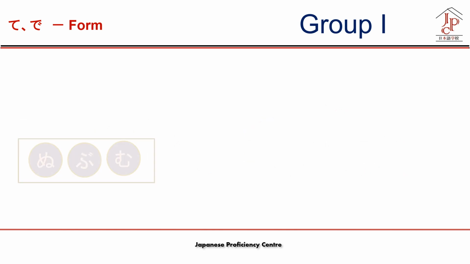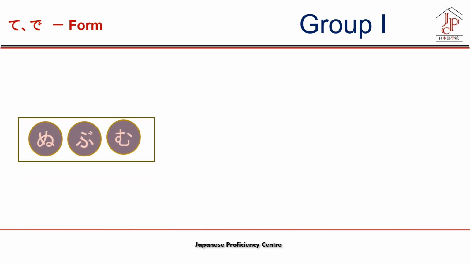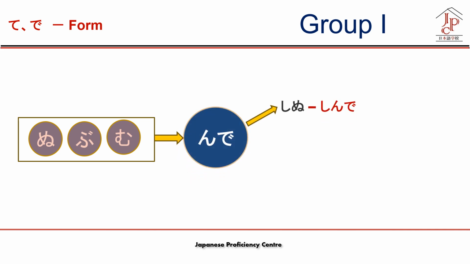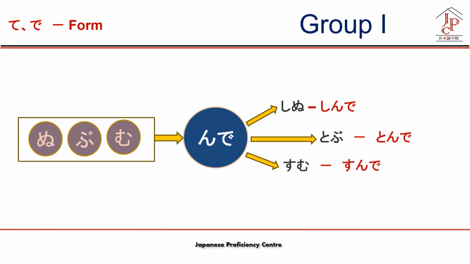Now let us see nu, bu, mu ending verbs. We know that nu, bu, mu will be replaced by nde. So shinu will become shinde. Tobu will become tonde. And sumu will become sunde.